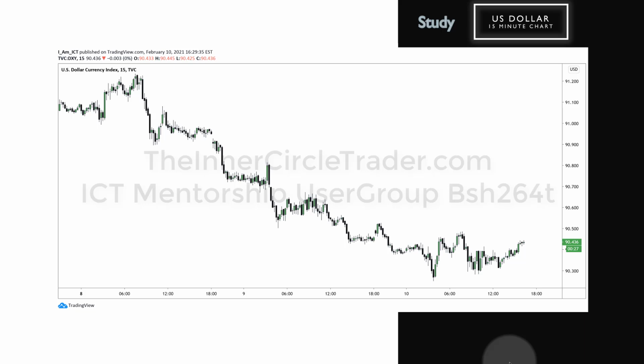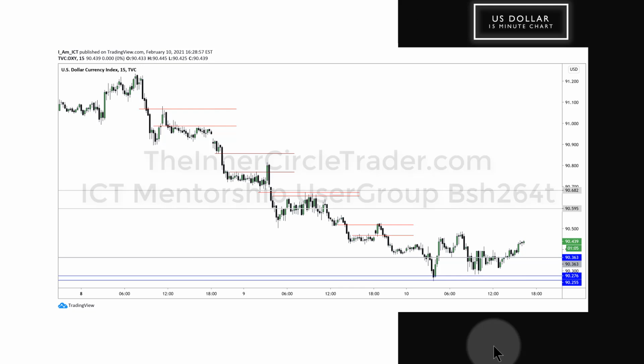15-minute time frame, dollar index. And you can see all the fair value gaps in here. Consequent encroachment, fair value gap here as well. This is an optimal trade entry here as well. And then we break down. Look at the bodies respecting the top end of that premium high of the fair value gap on the daily chart. That's these levels here.